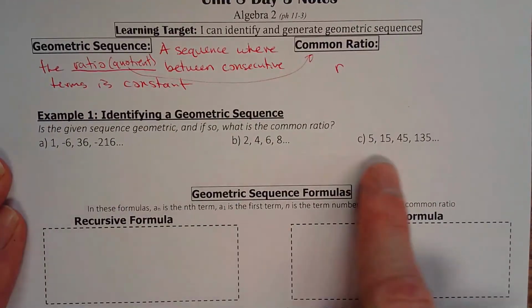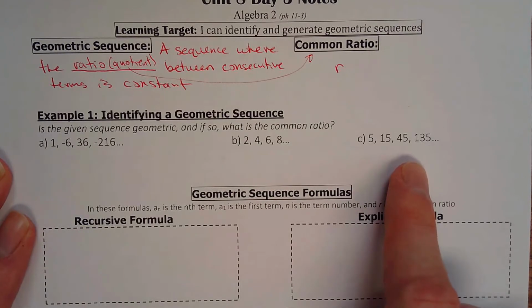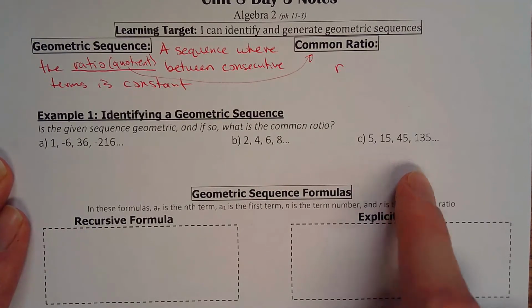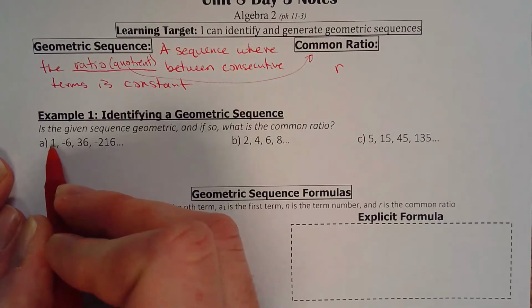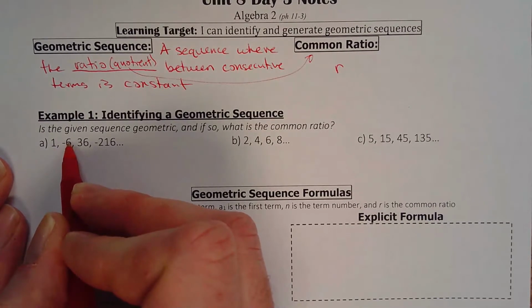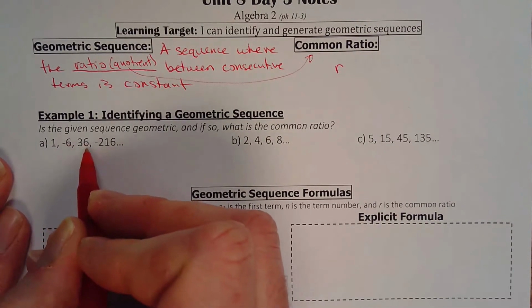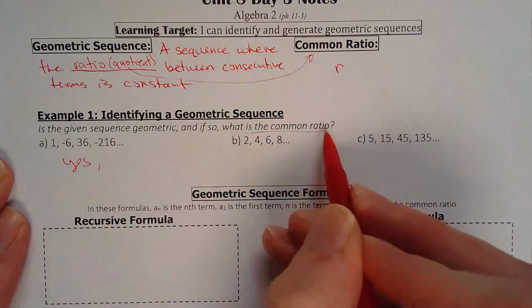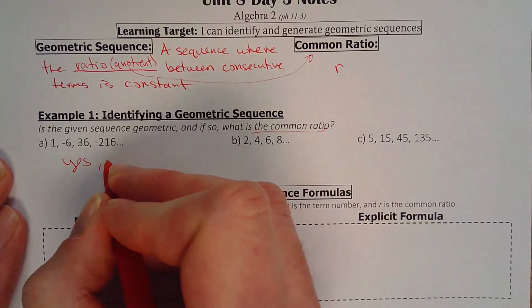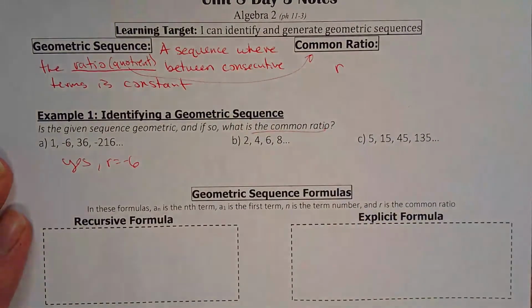So going through these, first off, just look at them. Are they geometric? Is there something I'm multiplying every time to get the next number? From 1 to -6, it looks like I multiplied by -6. Did I multiply by -6 again? Yep, and I'm following that pattern, so this one is a yes. And what's the common ratio? The common ratio, r, is -6.